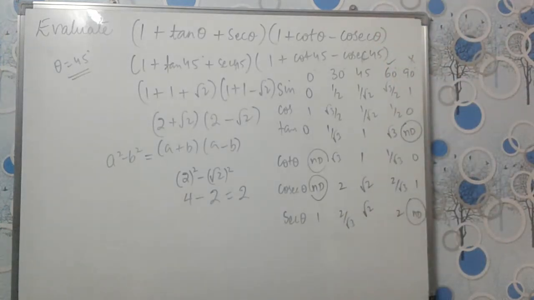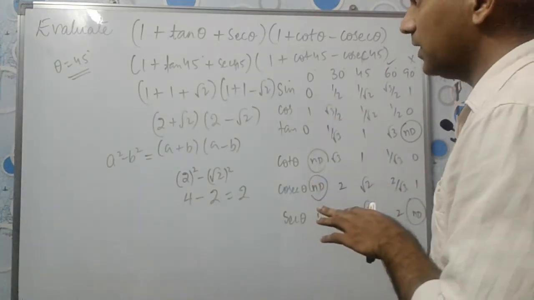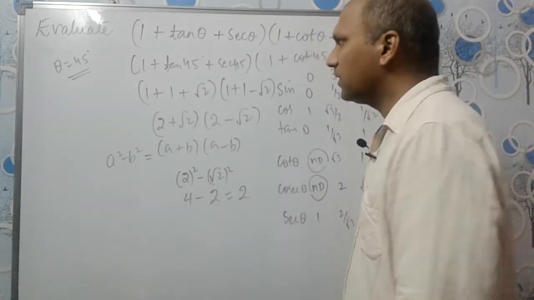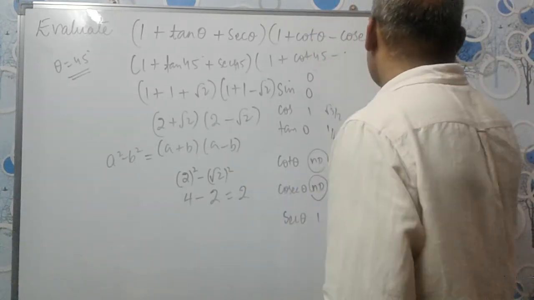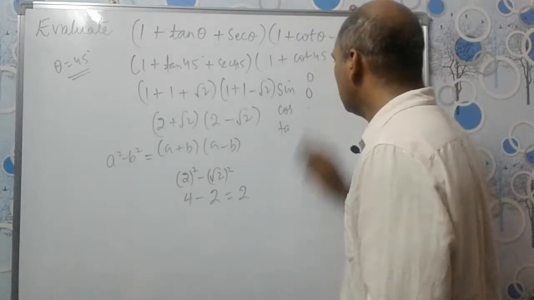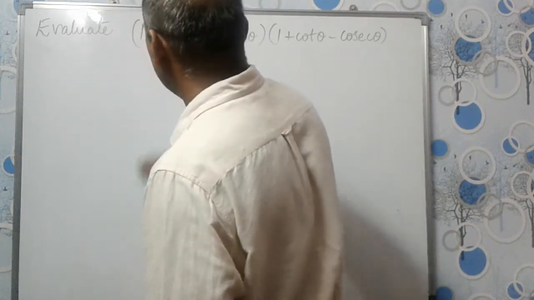Alright, this is one method of solving it. If we have 4 options and we don't know how to simplify this problem, we can take theta is equal to 45. Let me just rub this, and if this is given in the board exam and you want to write all the steps and get full marks, then what should we do?